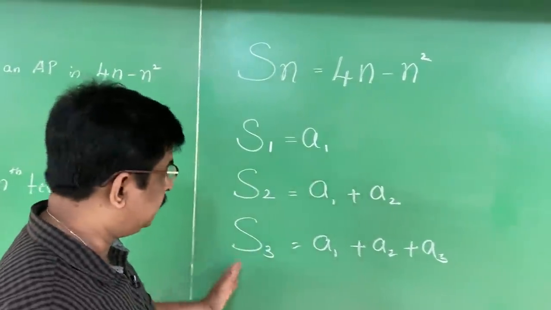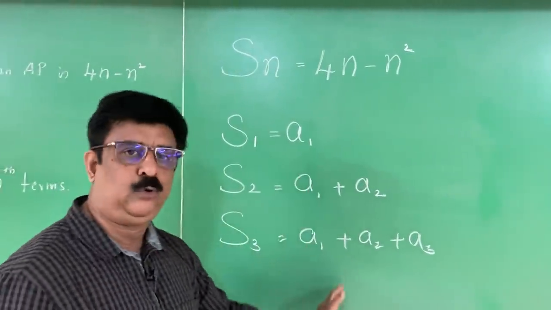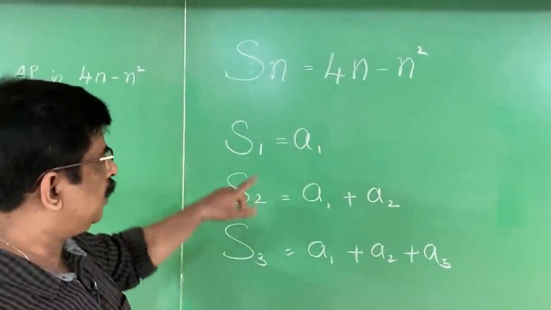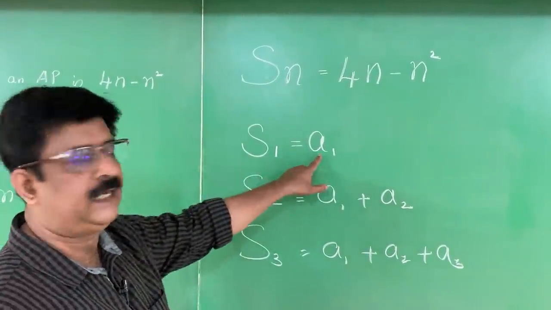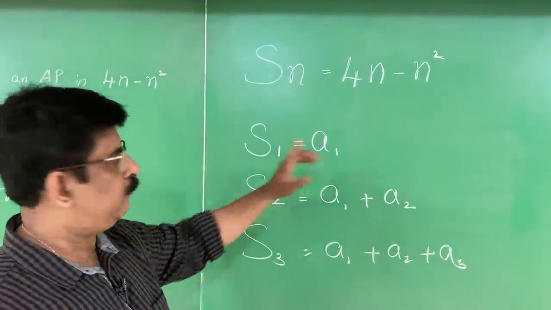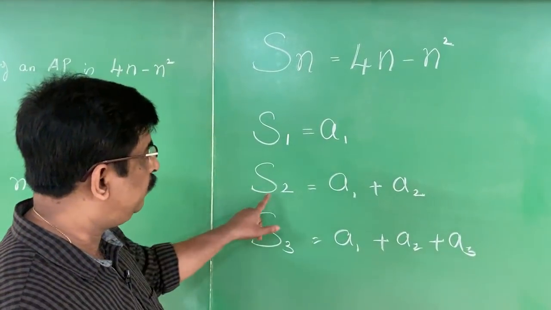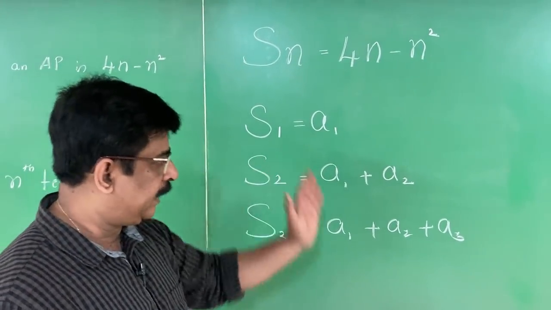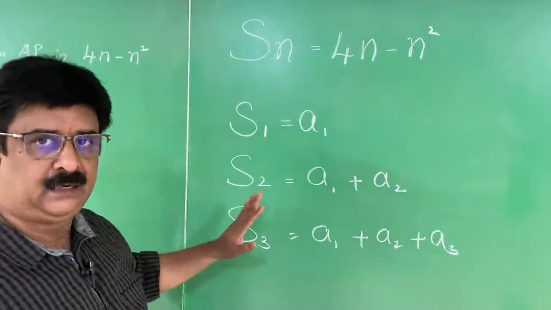If I want S10, S10 is equal to A1 plus A2 plus A3 plus A4 up to 10, you have to add. Therefore, you have to understand S1, the sum of the first one term, is nothing but A1. Therefore, A1 and S1 are one and the same. S2 means A1 plus A2. S3 means A1 plus A2 plus A3. That way you have to understand this particular problem.